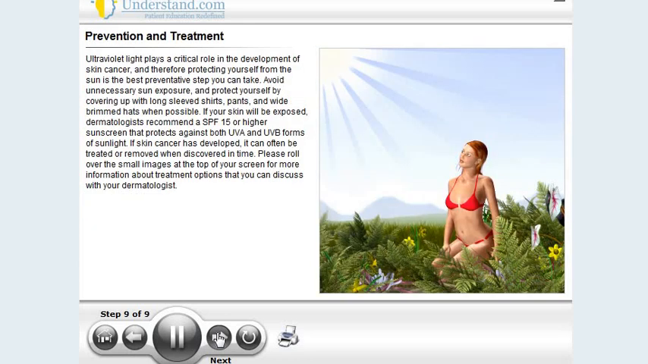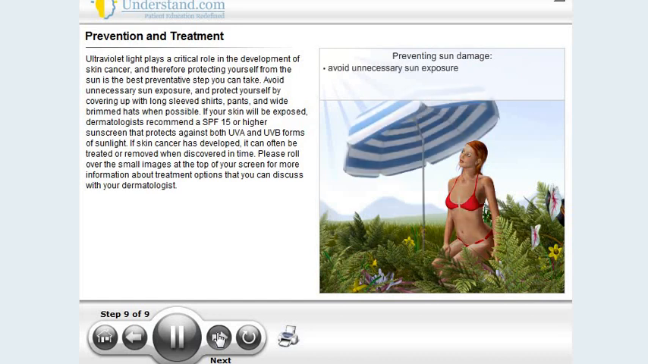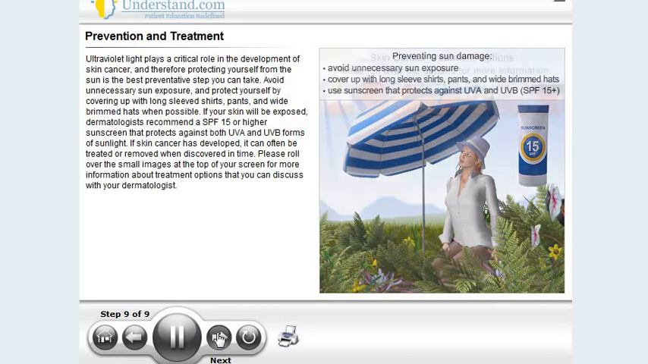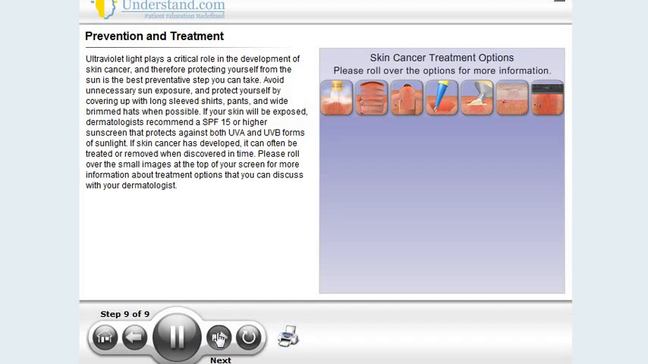Ultraviolet light plays a critical role in the development of skin cancer, and therefore protecting yourself from the sun is the best preventative step you can take. Avoid unnecessary sun exposure and protect yourself by covering up with long-sleeved shirts, pants, and wide-brimmed hats when possible. If your skin will be exposed, dermatologists recommend a SPF 15 or higher sunscreen that protects against both UVA and UVB forms of sunlight. If skin cancer has developed, it can often be treated or removed when discovered in time.